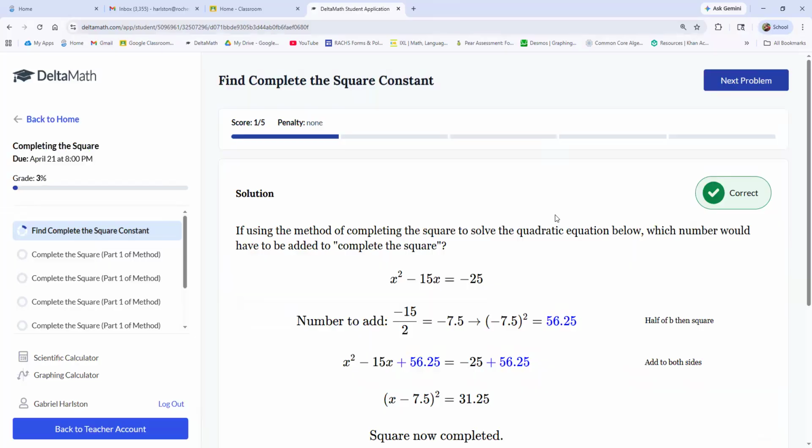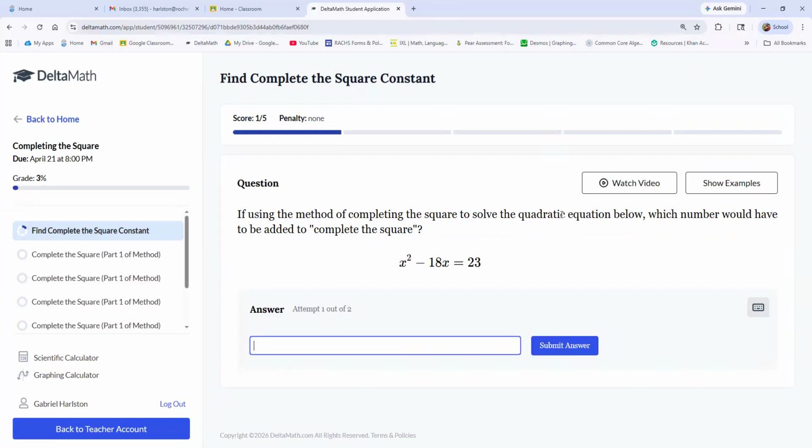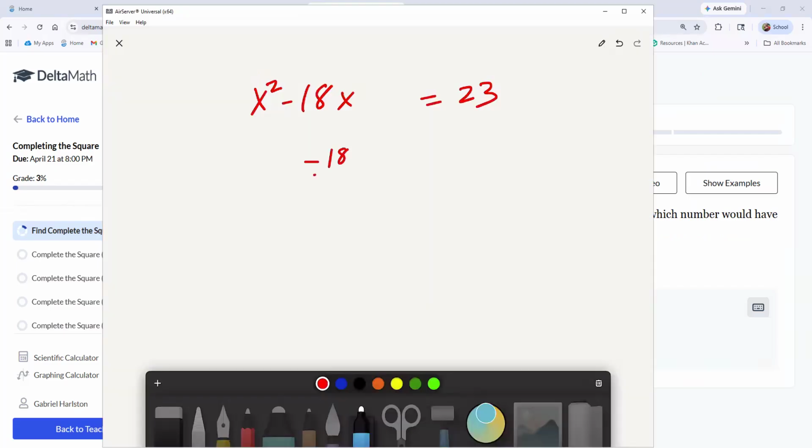All right, so now this one we have x squared minus 18x equals 23. Again, what we're going to do is focus on the b. So the b is a negative 18. We're going to take half of that. Half of a negative 18 is a negative 9. And then to complete the square, we are going to square that negative 9.